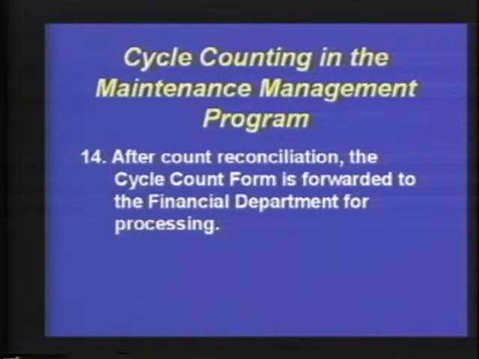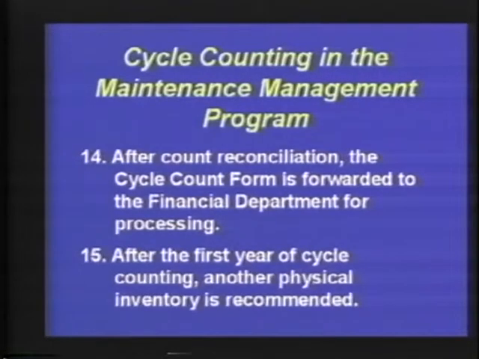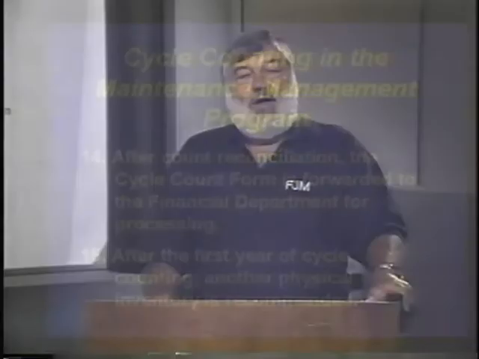If you do cycle counting for 1 year, then you take a second physical inventory, and you should be within the accuracy ranges as we have indicated before relative to the A, B, C items. If they are within that range, you could drop the physical after that and continue cycle counting.